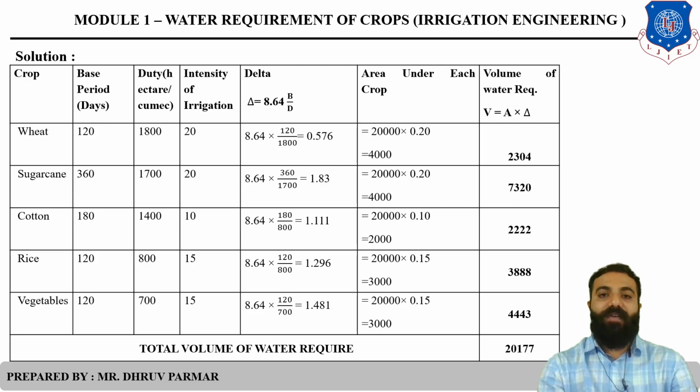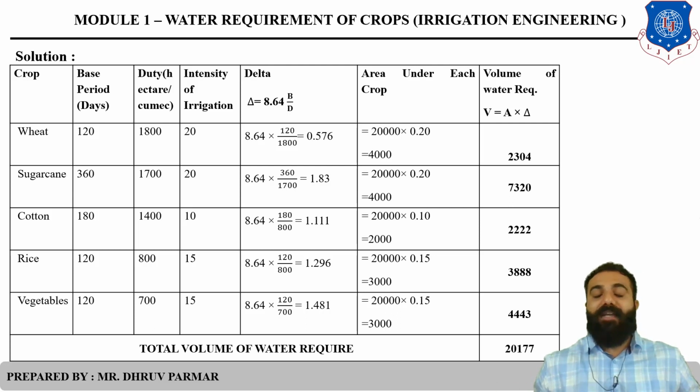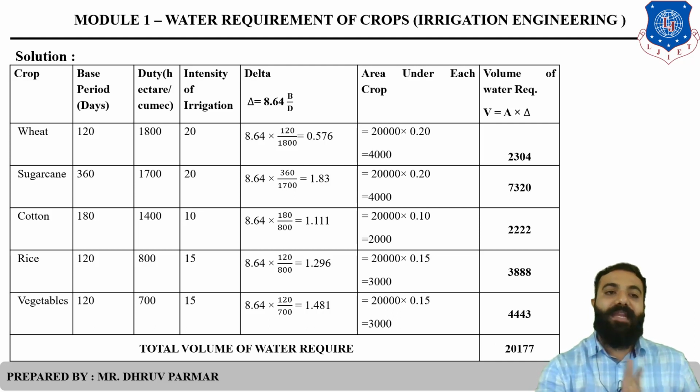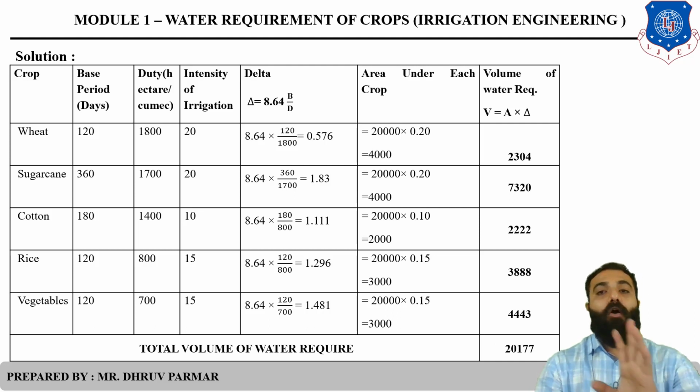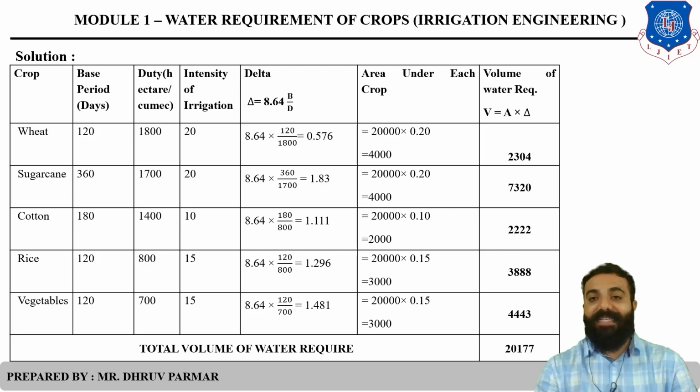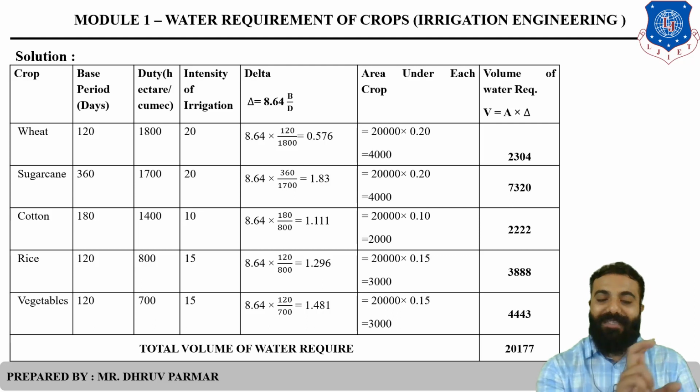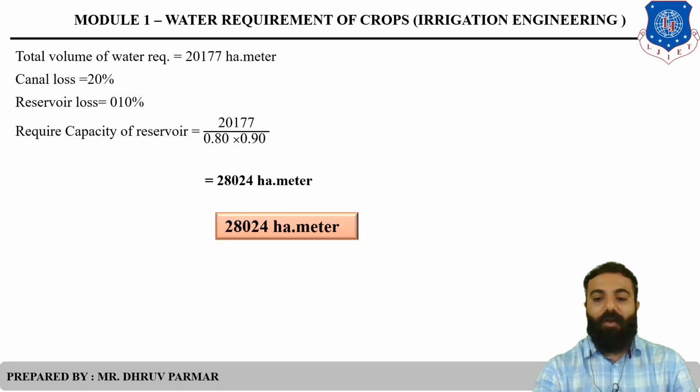So 20,000 times 0.20, we get 4,000. So we multiply area into delta. That called 2304. Clear? Same process for the remaining crop. Clear? So we get the volume of each particular crop and we add all crops, that means the total volume of water required, which is 20,177. Clear? So the process is the same for the remaining crops.